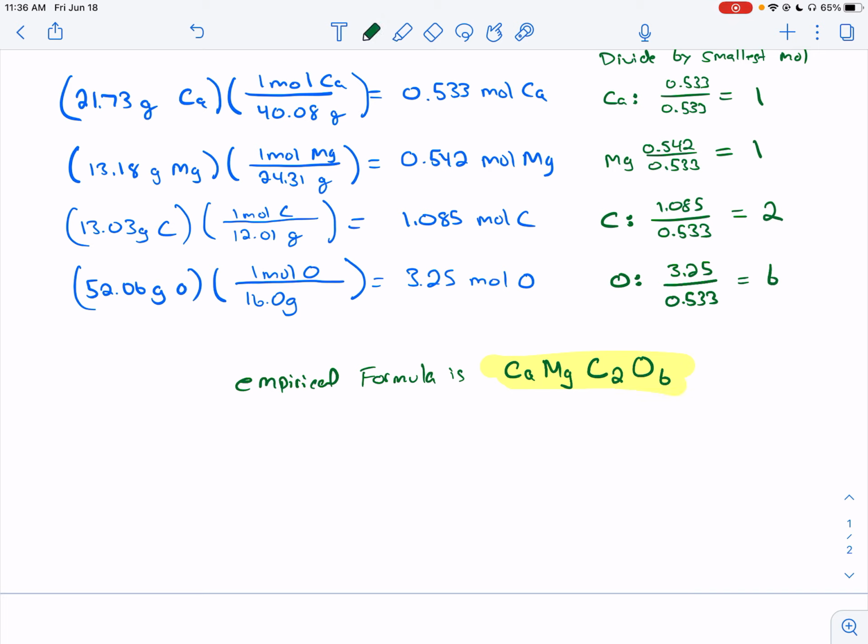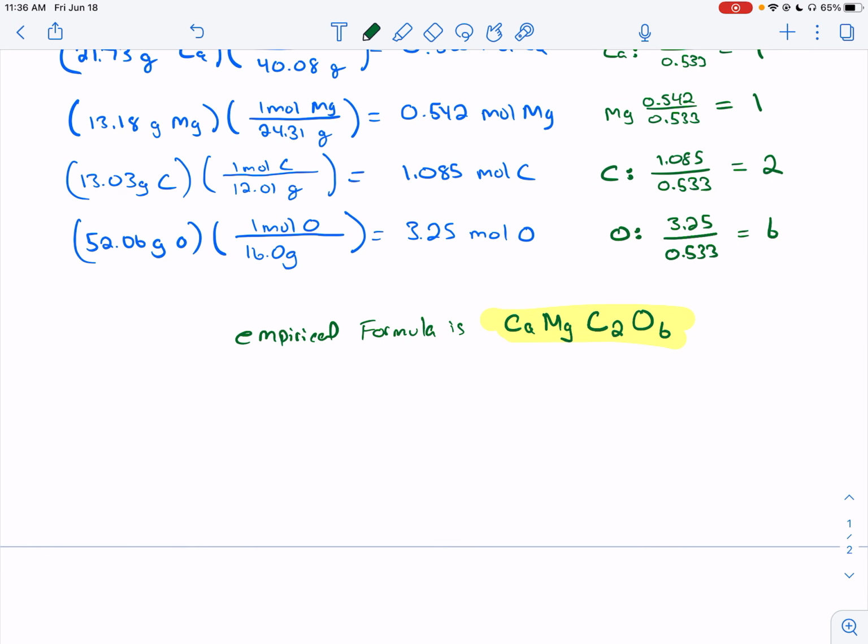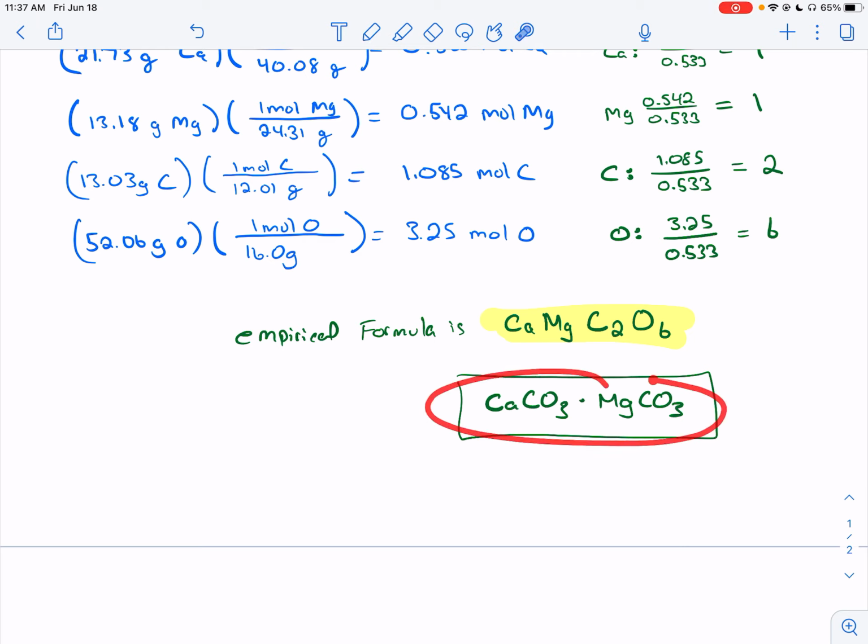Now, that might look a little strange to you. It's a perfectly accurate empirical formula. I could rewrite it a different way if you've taken any geology or other chemistry courses, and we could write it as calcium CO3 or calcium carbonate and magnesium CO3 magnesium carbonate. This is the same written out, 6 oxygens, 2 carbons, 1 calcium, 1 magnesium, but this is showing the structural form. This is all you need to get to answer the question. Thank you.